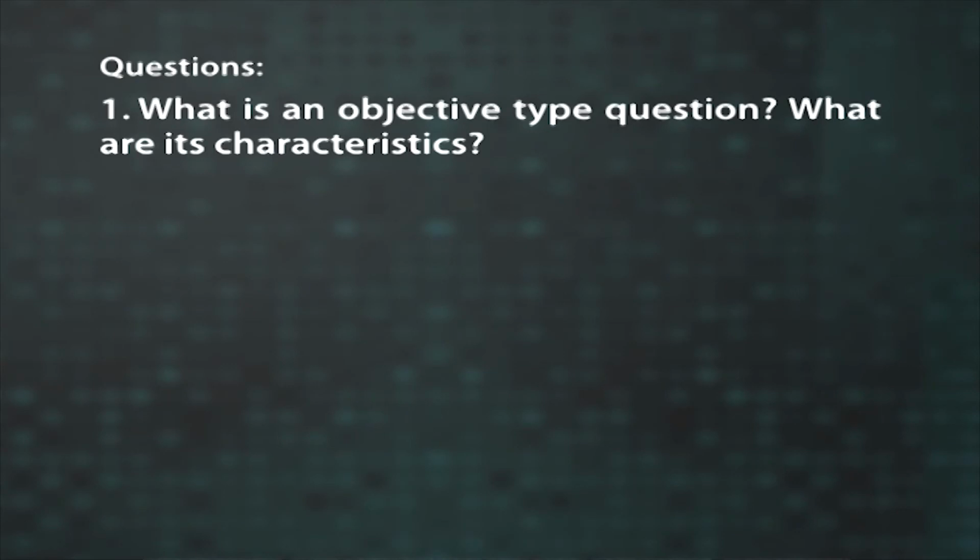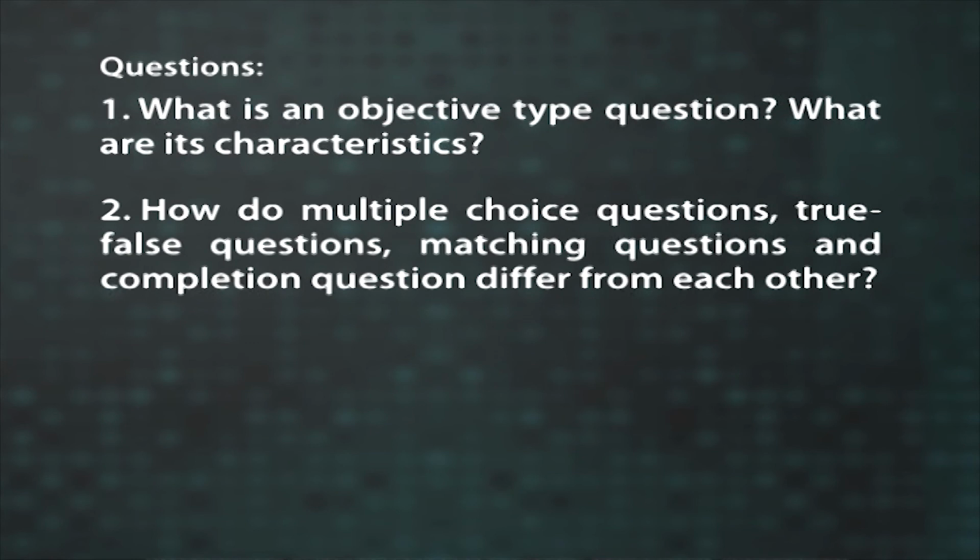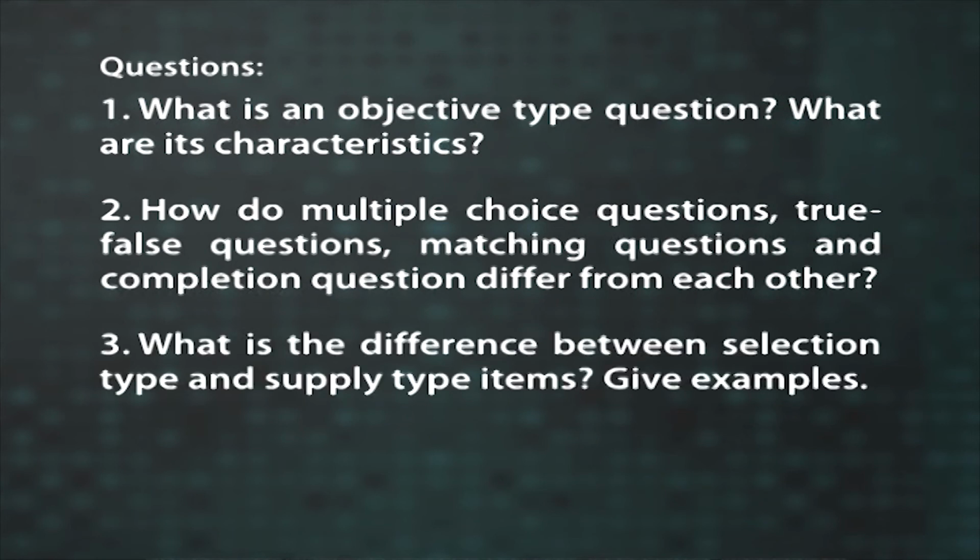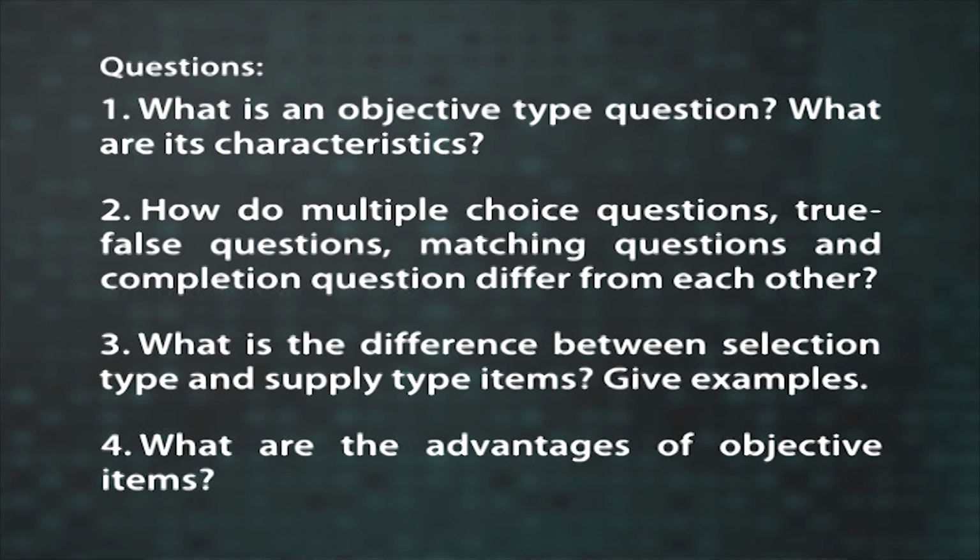Now, you can try to answer the questions given here. What is an objective type question? What are its characteristics? How do multiple choice questions, true or false questions, matching questions and completion questions differ from each other? What is the difference between selection type and supply type items? Give examples. What are the advantages of objective items?